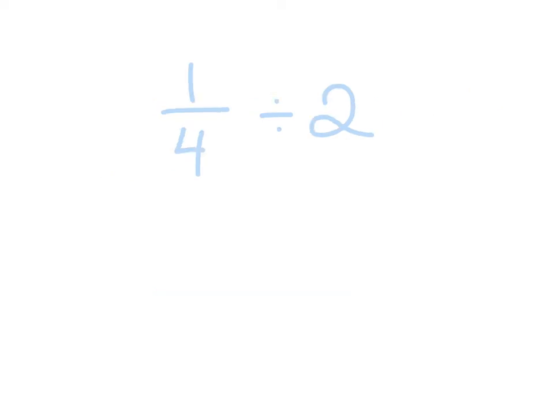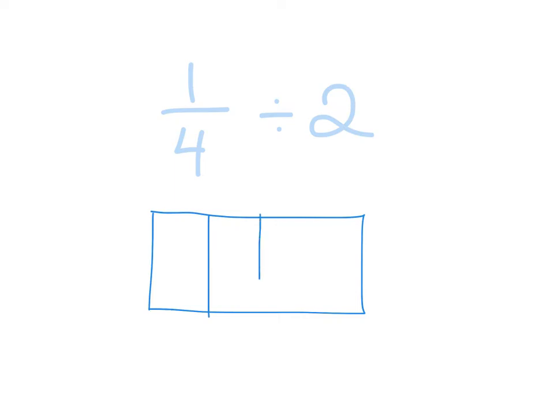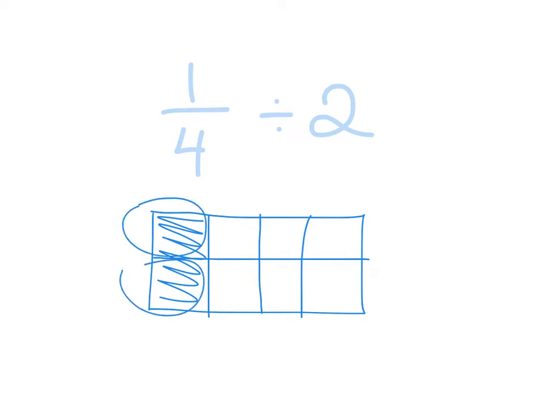Now let's look at 1/4 divided by 2. So I'm going to draw a picture of 1/4. Remember, 3 lines will divide it into 4 pieces. So here is my 1/4, and I'm going to divide it into 2 pieces. So there we go. There's piece number 1, piece number 2. I took my 1/4, divided into 2 even pieces, and each piece is equal to 1/8. 1/4 divided by 2 is equal to 1/8.